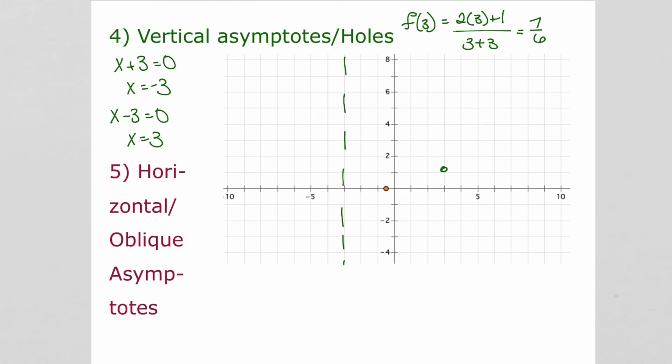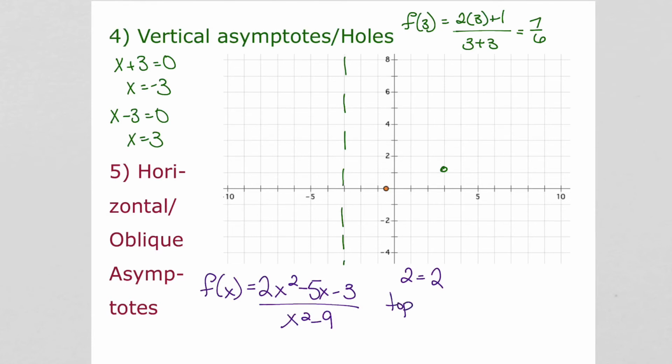The horizontal asymptote, we need to look back at our original function before we factored. And here, the degree of the top is 2, and the degree of the bottom is 2. So when the degree of the top is equal to the degree of the bottom, remember we talked about this in the last section, then the horizontal asymptote is the numbers out front. So it would be y equals 2 over 1, or y equals 2.